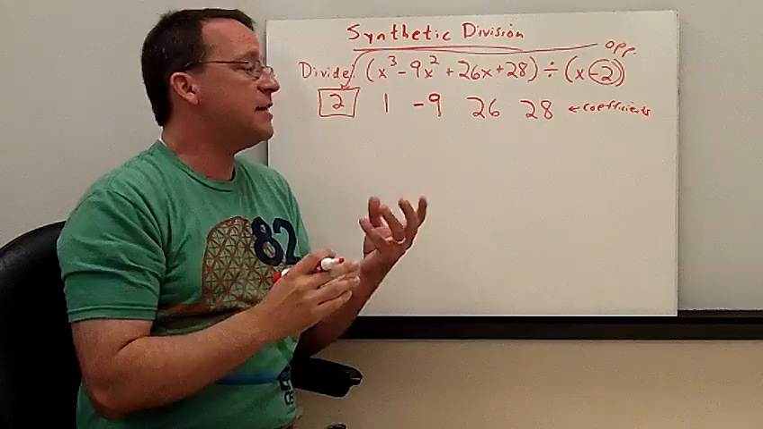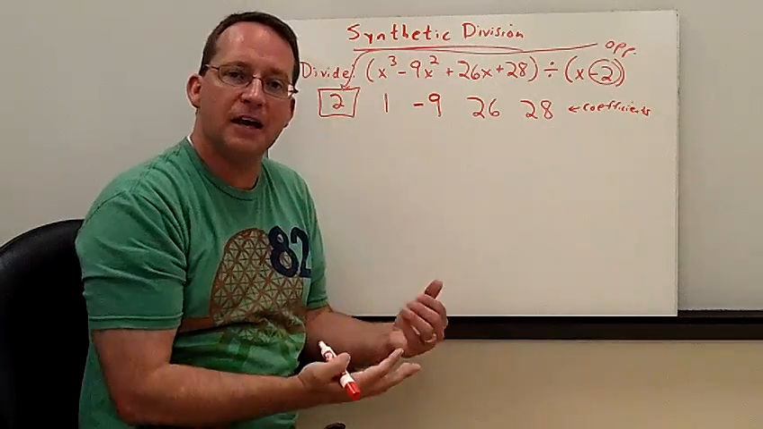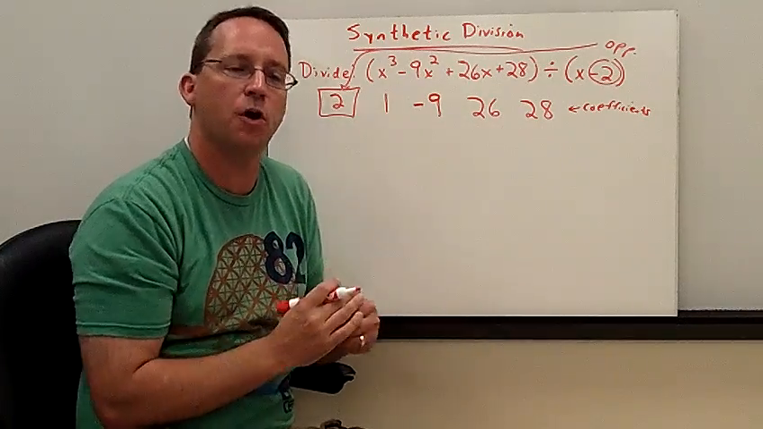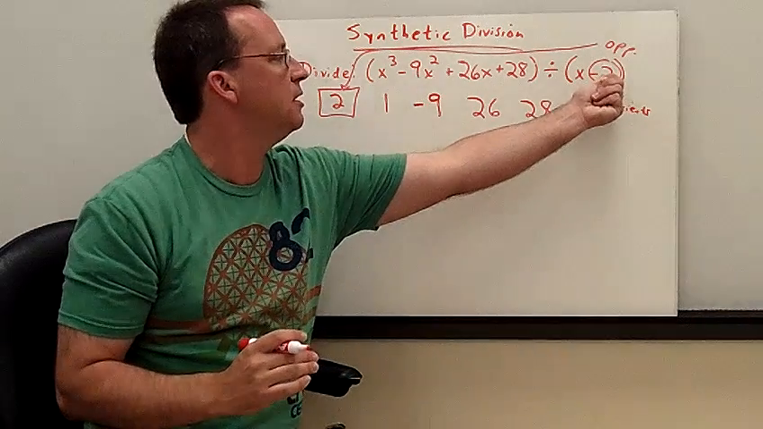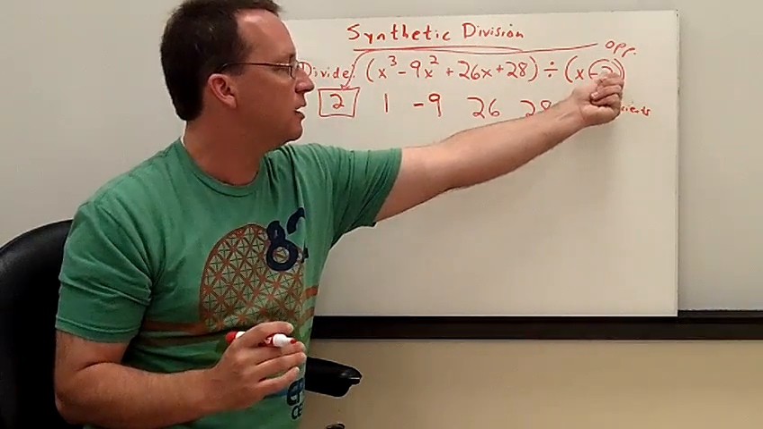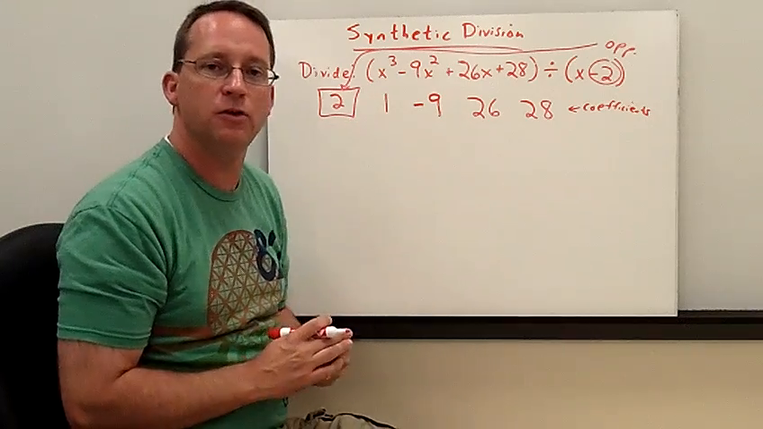All right. Notice we're not dealing with the x cubes, the x squareds, the x's. We're just dealing with the numbers, just with the coefficients, and here just with the last constant term of the x minus 2, just a positive 2 there instead.